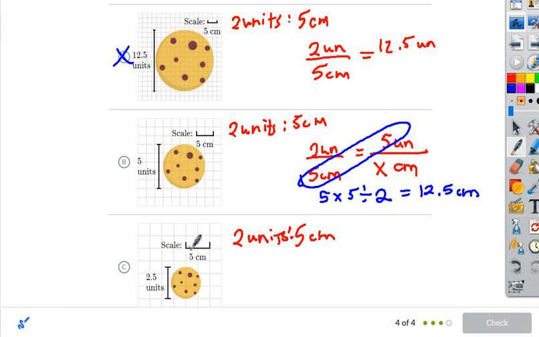Let's just confirm this last one is wrong then. So 2 units over 5 centimeters, which we said here, this is 2.5 units. If I put 2.5 units on the top with the same scale, then obviously that's not going to turn out right. Yes, I can still put X centimeters, but when I cross multiply and divide, I'm not going to end up with 12.5. So this one was wrong. The only answer that made sense should have been B.